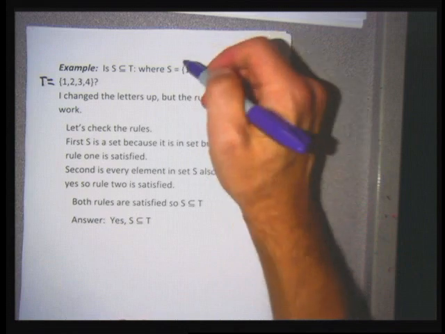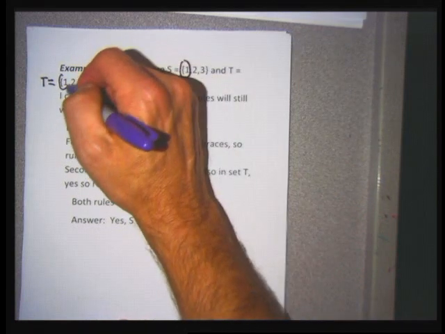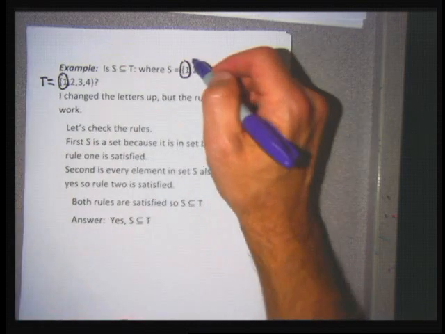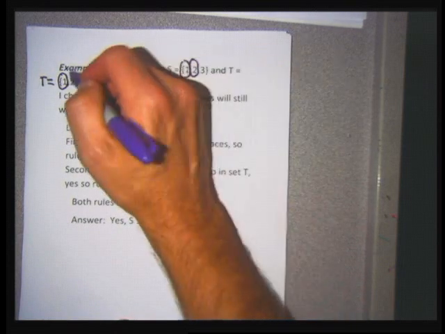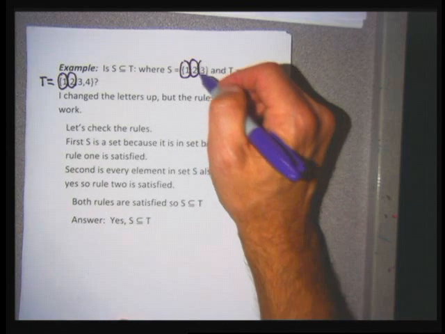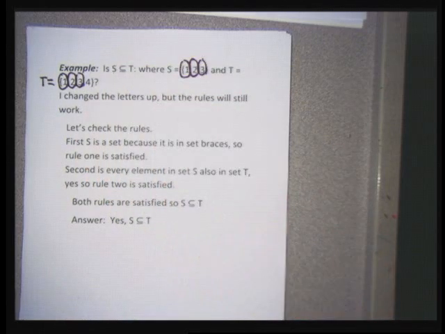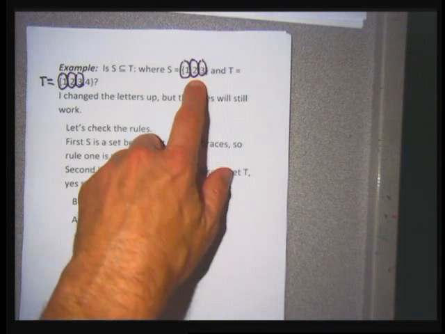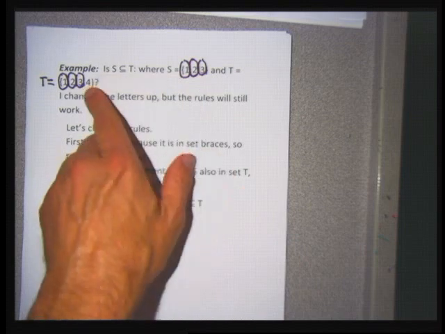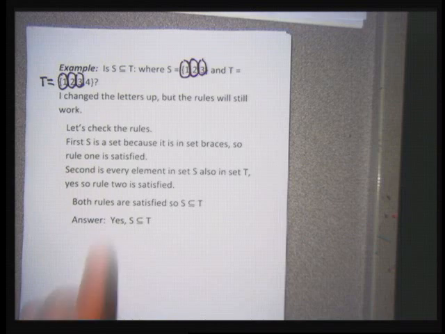And if I look at the elements of S, the first element of S is 1. It's in T, so that's good. The second element of S is 2. It's contained in T. That's okay. The third element of S is 3. It's also contained in T. That's okay. So every element of S is contained in T. There isn't an element of S that is outside of T, so S is contained in T. They're not equal to each other. T is a bigger set, but S is contained inside T, so S by definition is a subset.